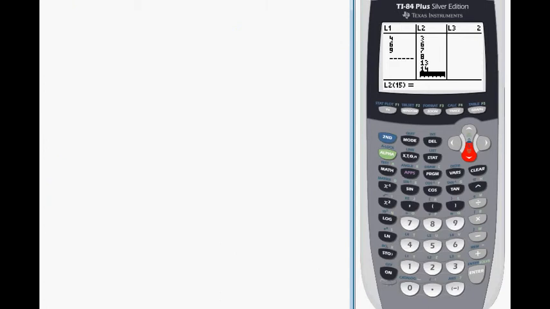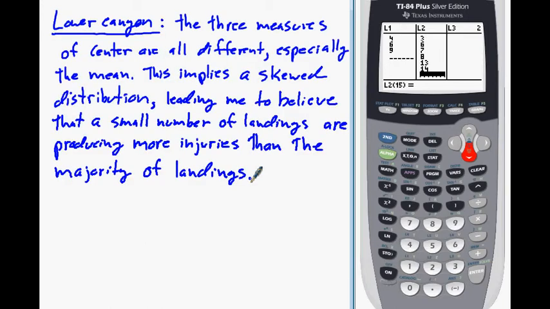Now, when we look at the lower canyon, it seems to be a little different. And again, I'll pause and write this up. Now, here with the lower canyon, the 3 measures of center are all different, especially the mean. This implies to me a skewed distribution, leading me to believe that a small number of landings are producing more injuries than the majority of landings.